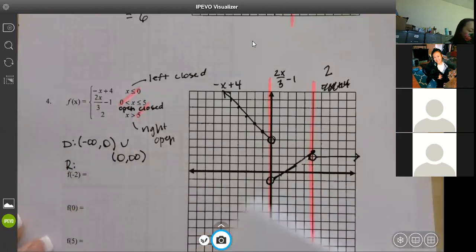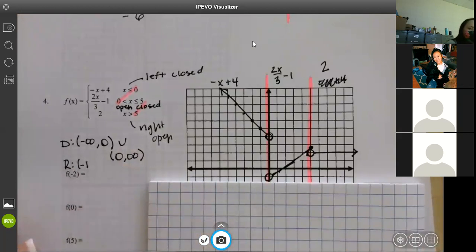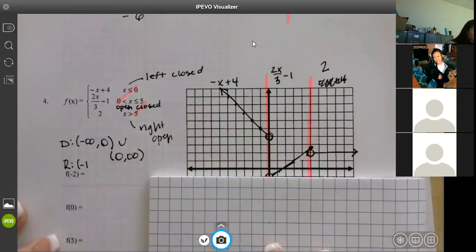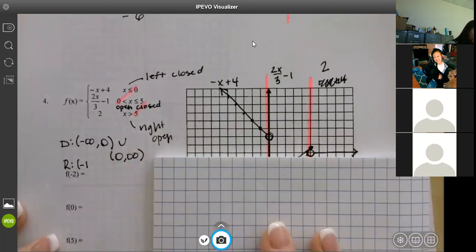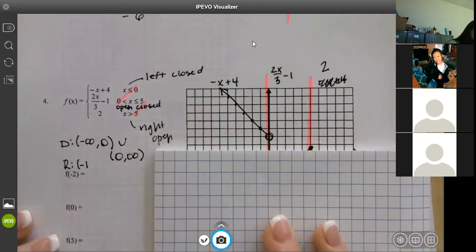All right, so our range, the lowest it goes is negative 1, not included because it's open. It goes up, up, up, up, up. There's an open circle, but there's a closed one touching my notepad, so we're good. What was that coordinate right there?